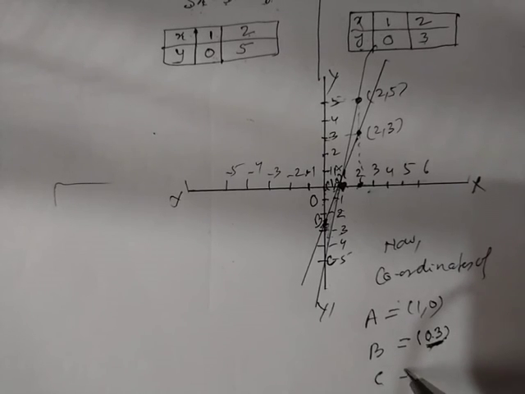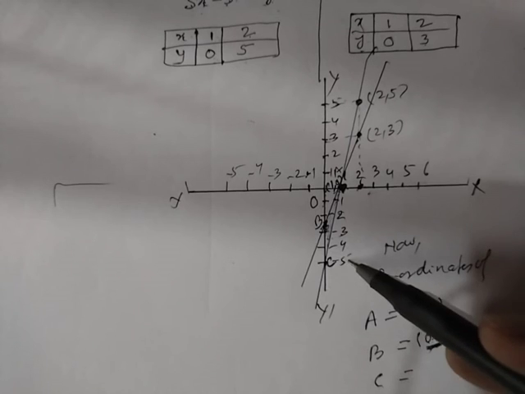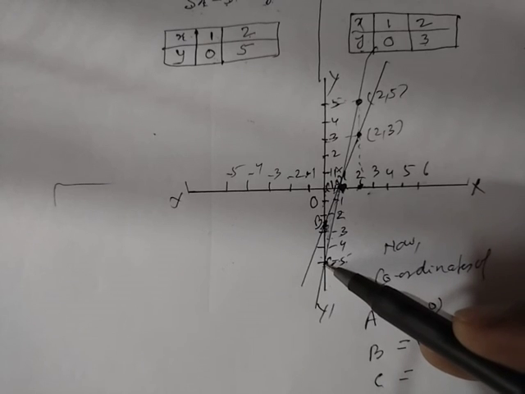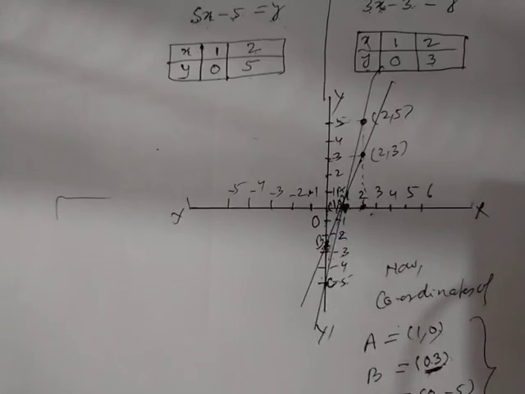Now coordinates of C. Coordinate of C is here, you see that it is at minus 5. Value of y is minus 5 and on the y axis value of C is 0. So you will write here minus 5. This is the approximate coordinate and this is correct. Now this is your answer and this is your graph. I hope the graph is clear.